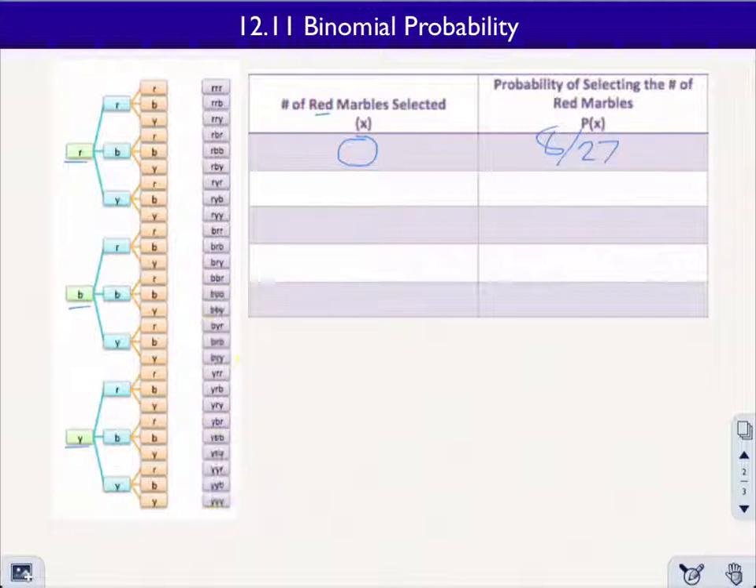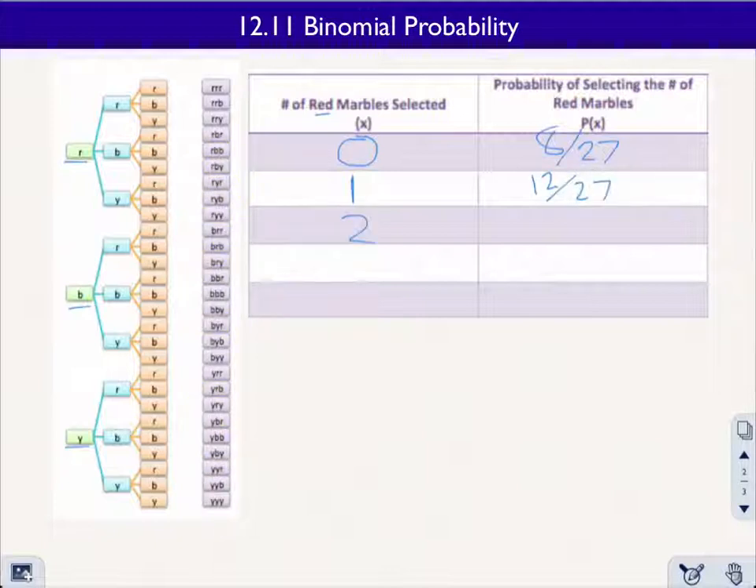Okay, next let's talk about getting exactly 1 red. So we need all the ones where there's exactly 1 red. So it looks like here, here, here, and here. Okay, those 3. Here's another one. Here's another one. Here and here. And I think that's it. So 2, 4, 5, 6, 7, 8, 9, 10, 11. Oh, there's one more right here. So this one is going to give me 12 out of 27.